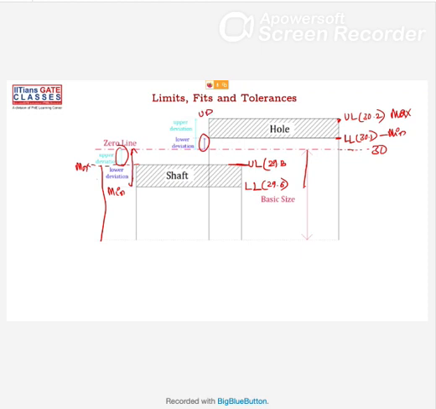Okay, sir. Basic size is not the center of the shaft. Basic size is this. This is your zero line, and this is your basic size. And whatever I'm trying to draw is your tolerance, like this. Got the point?